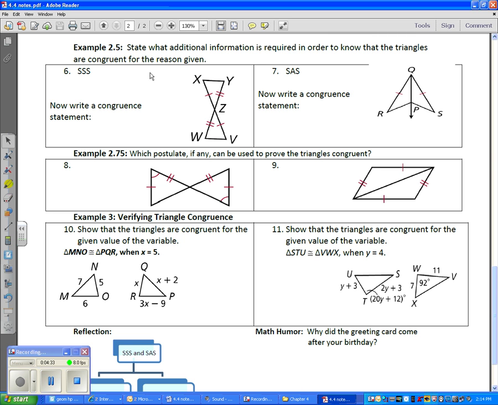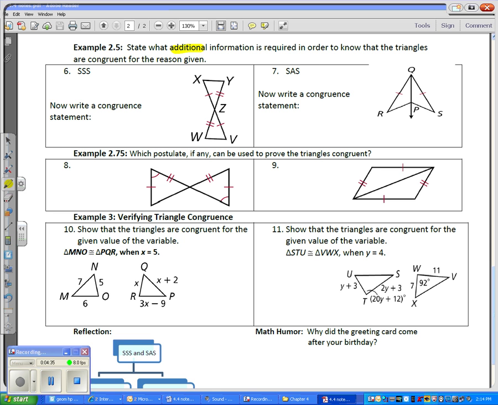Example 2.5 says state what additional information is required to know that the triangles are congruent for the given reason. So what that means is these triangles are not yet necessarily congruent. I need one more piece of information. If I wanted to use SSS to prove that these 2 triangles are congruent, what else would I have to say? Okay, well, SSS, I know I need 3 sets of congruent sides. So what do I have so far?